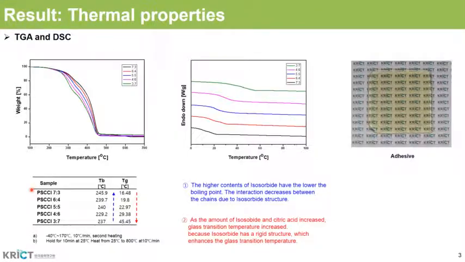The next result is thermal properties. In TGA, the higher content of isosorbide has a low boiling point because the interaction decreases between the chains due to the isosorbide structures, and in this DSC, as the amount of isosorbide and citric acid increased, the glass transition temperature increased because isosorbide has a rigid structure that enhances the glass transition temperature. The right picture is the real synthesized adhesive.